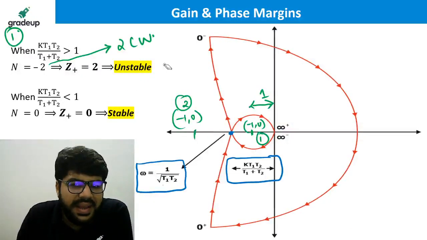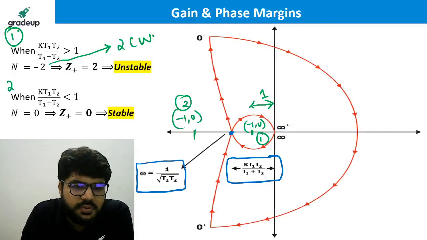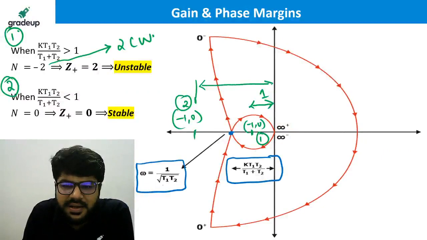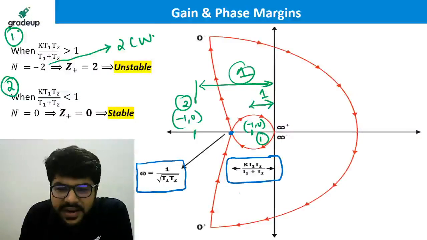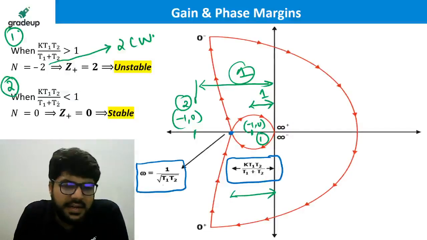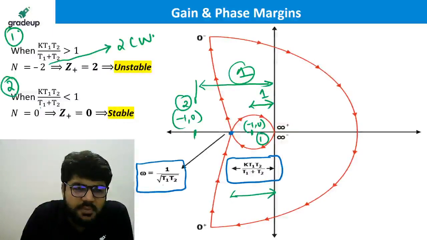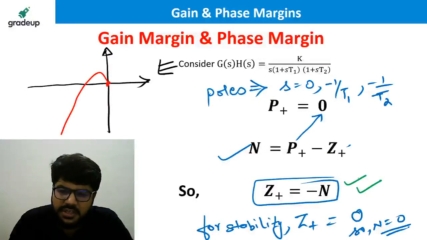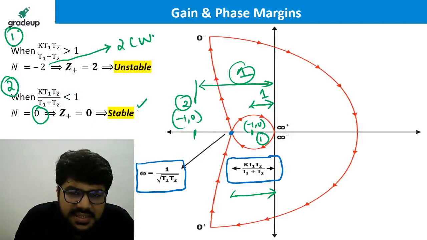And when k t1 t2 divided by t1 plus t2 is less than 1, case number 2, just put down here case number 2. In case number 2, if minus 1 comma 0 is outside, this will be the distance equal to 1, and this distance 1 is greater than the distance k t1 t2 divided by t1 plus t2, or vice versa, k t1 t2 divided by t1 plus t2 is less than 1. Because the point is outside the plot, the number of encirclements is 0. And if n is equal to 0, from this formula once again z is equal to 0, and now the system is stable.